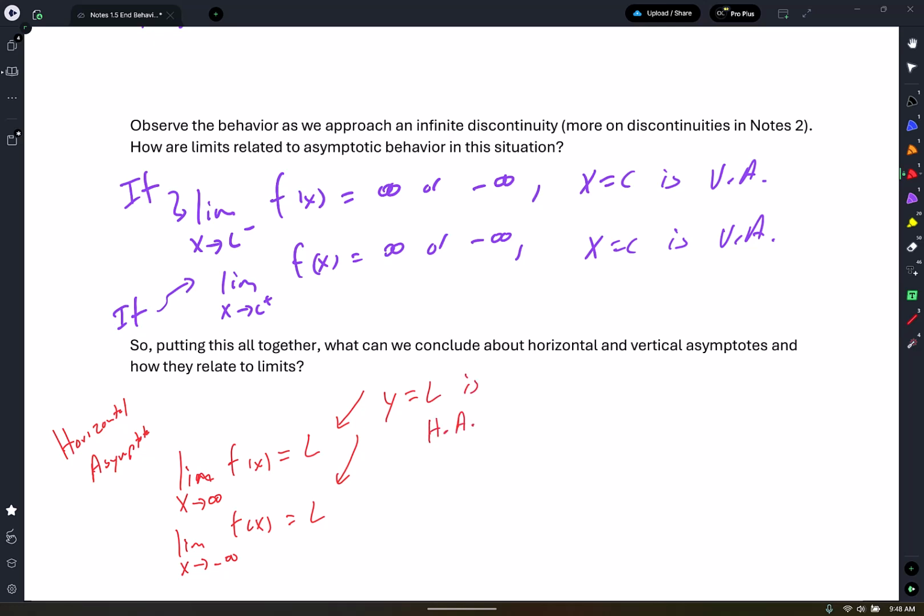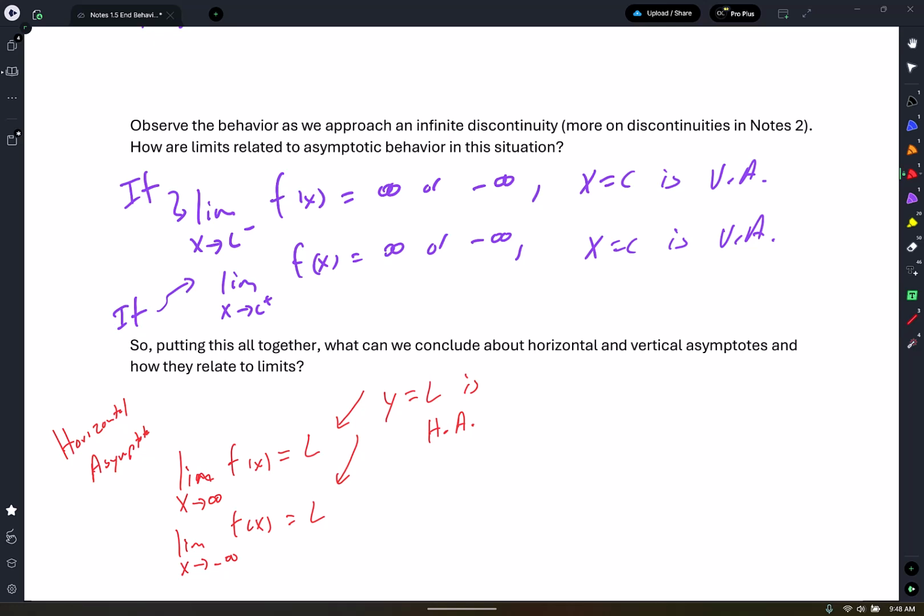Does that make sense, guys? I'll say it again. Don't worry, because I know we're going fast. I'm trying to race against the clock. Think about it. I'll slow down. If you approach infinity or negative infinity and you have a limit, that has to be a horizontal asymptote. It has to, because you're converging to a number. And that's the definition of a horizontal asymptote. Does that make sense?